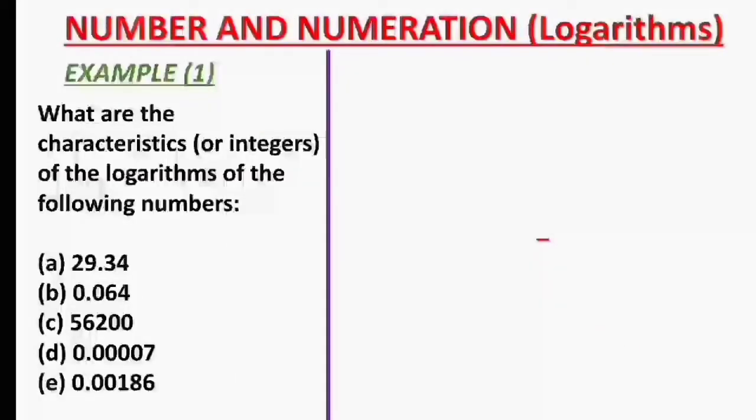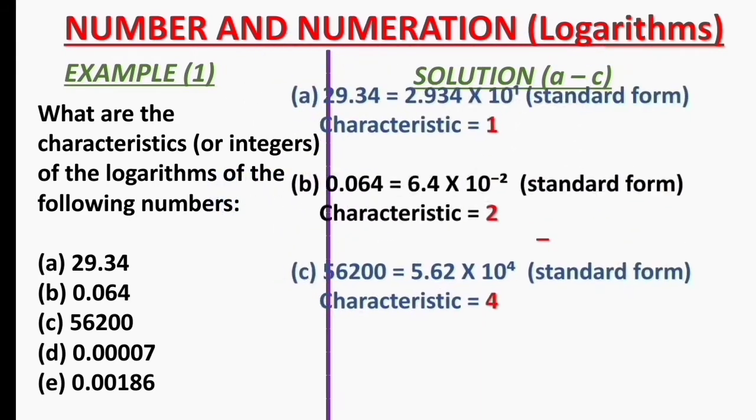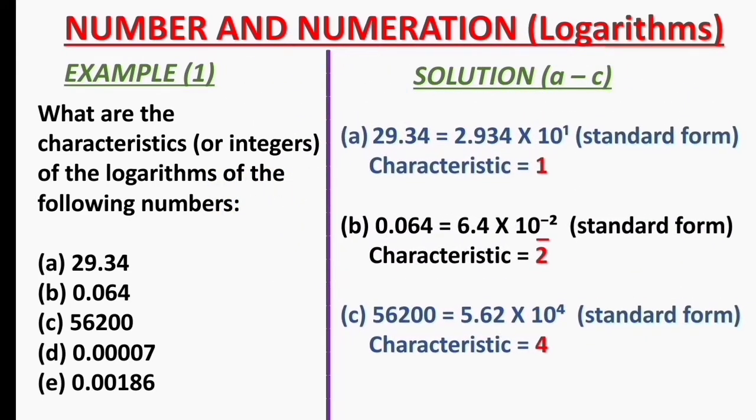Let's see our first example. What are the characteristics or integers of the logarithm of the following numbers? Now, can you remember where you can get the characteristic or the integer of a logarithm? Let's see if you can still remember. From the solution, we can see that to get the characteristic or the integer of a logarithm, we need the standard form. We get the characteristic or the integer from standard form.